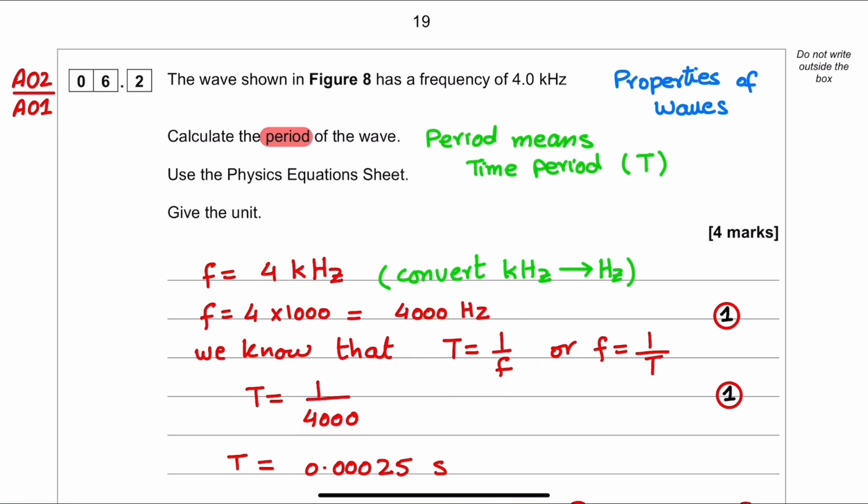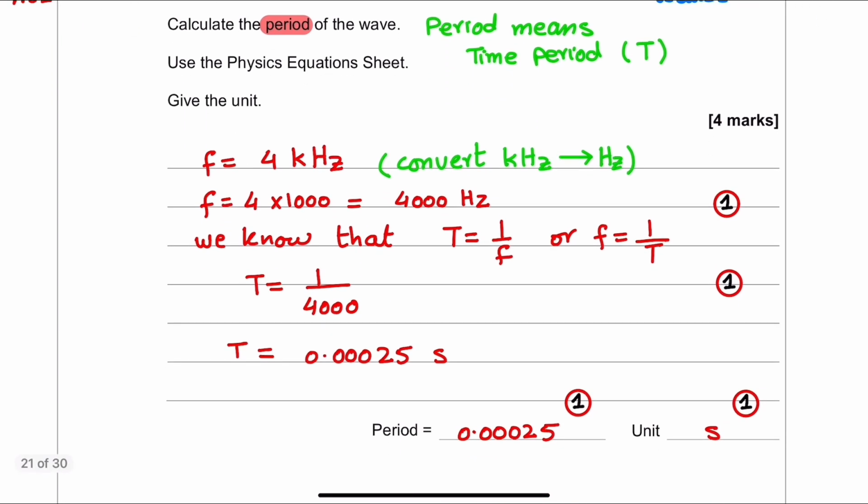We need to use the calculator. Our answer is 0.00025 second. So the time period of the wave is 0.00025 seconds. The mark distribution is given along each step.